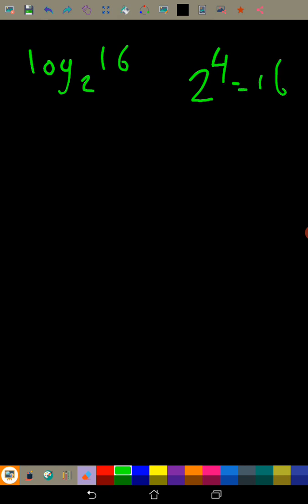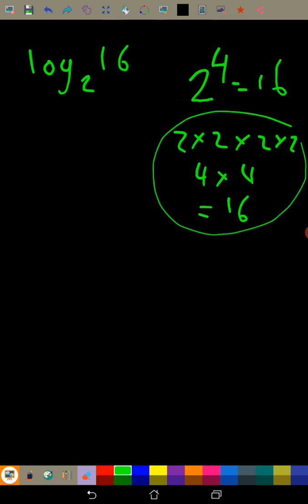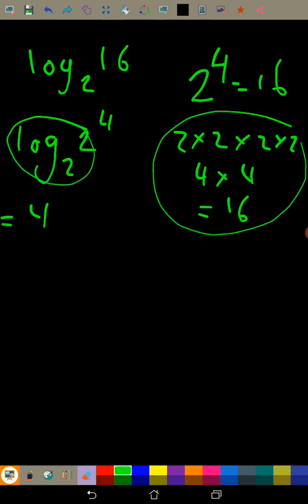Find the value of log to the base 2 of this. What we do is just 2 to the power of 4. This is the same as 16, right? So 2 times 2 is 4, 4 times 4 is 16, right? So we rewrite it like this. You guessed it, it's going to be 4. Alright, we did the first one, let's do the second one.